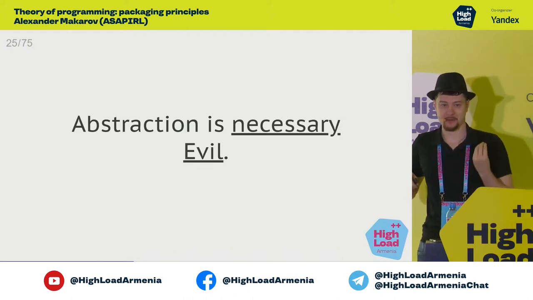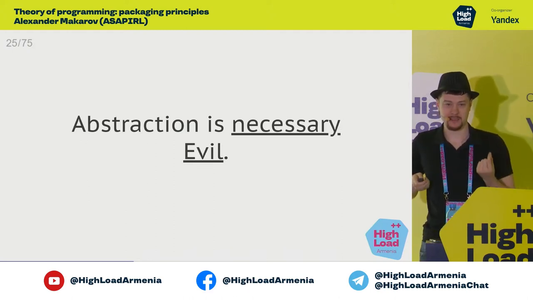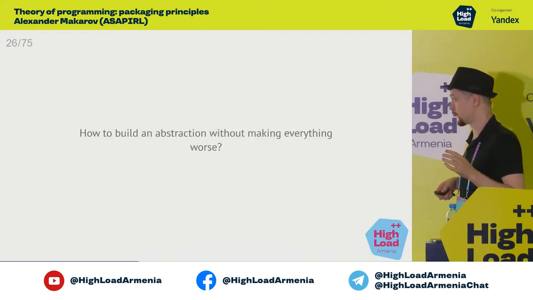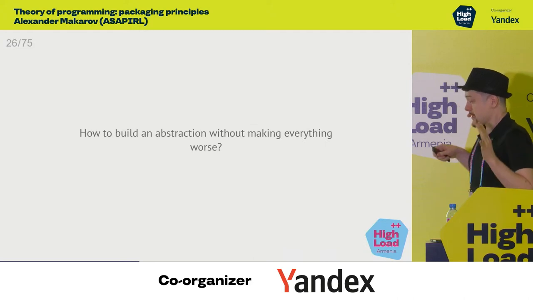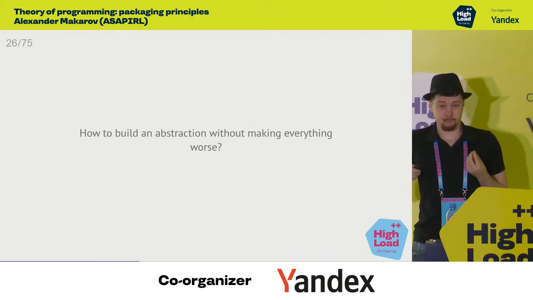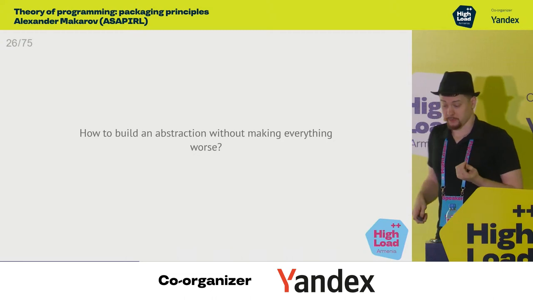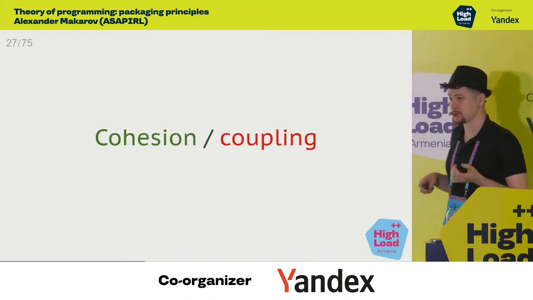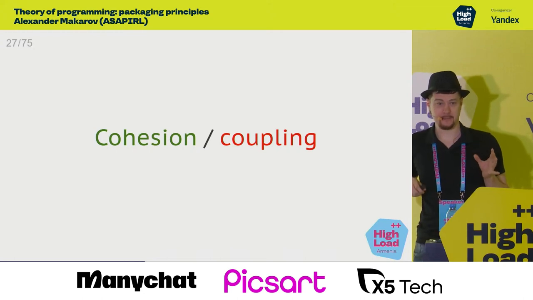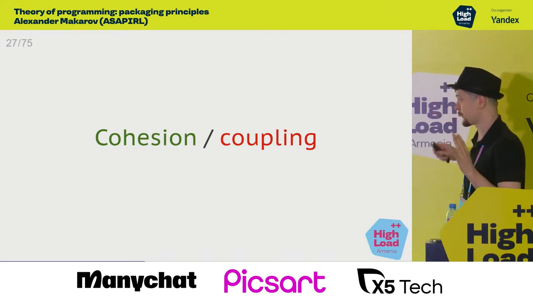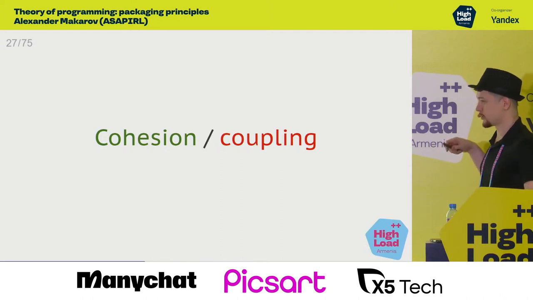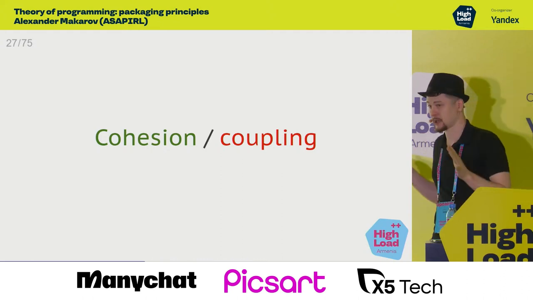It's a necessary evil to feed things into our brain, the very, very complicated things. So, is it possible to build abstraction without making everything worse? Well, yes. There are two fundamental things invented when programming was still emerging. It's called cohesion and coupling.